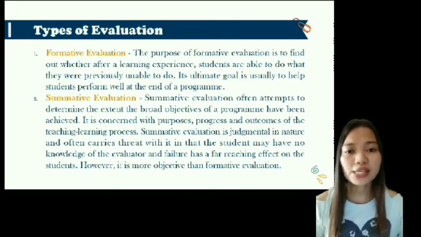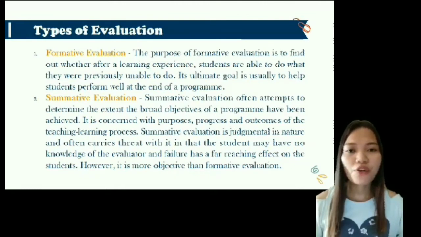So formative assessment, formative evaluation, formative feedback, or assessment for learning, including diagnostic testing, is a range of formal and informal assessment procedures conducted by teachers during the learning process in order to modify teaching and learning activities to improve student attainment.